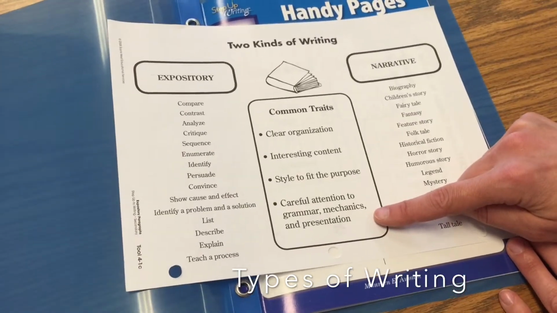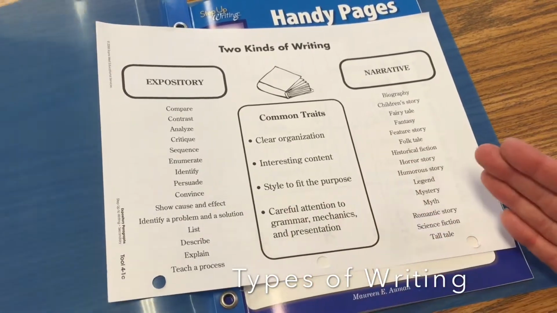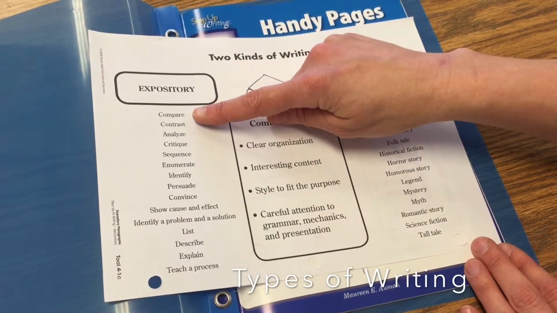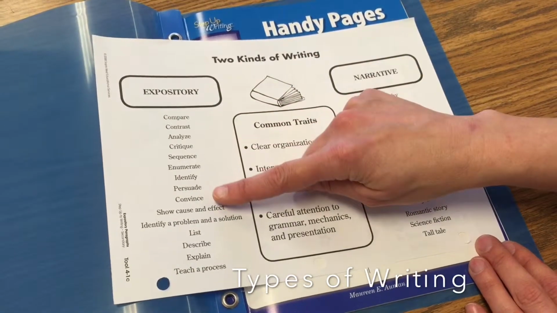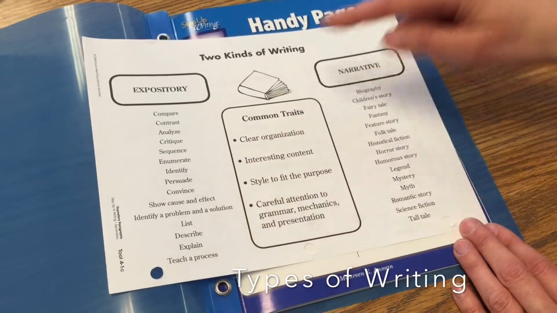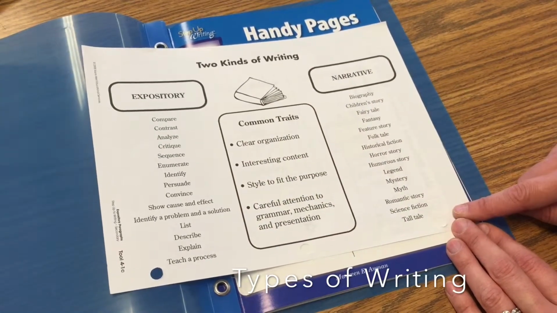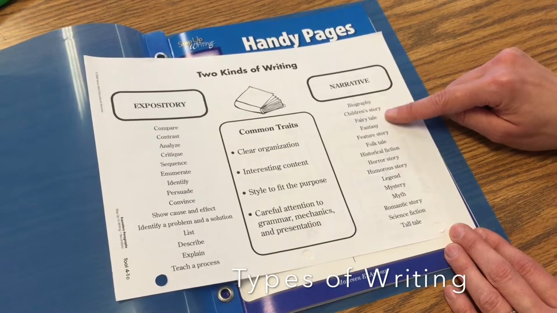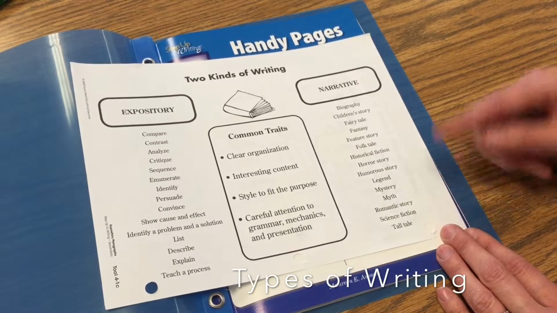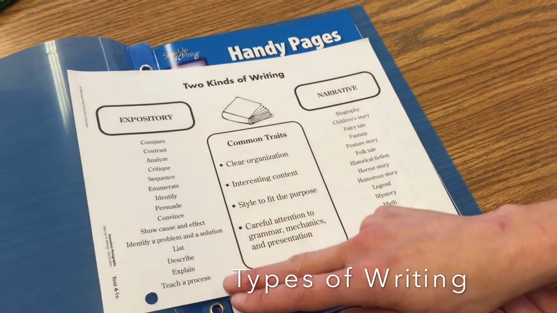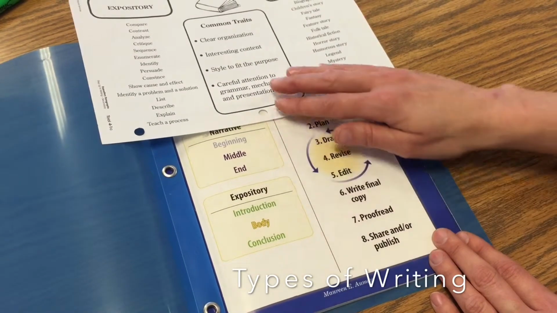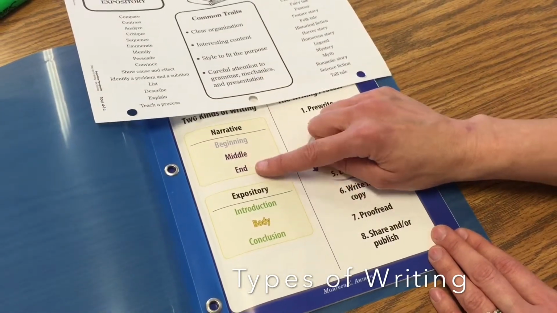and presentation. But when you look at how they're different, you'll notice that expository writing might compare or contrast. It might persuade or convince. It might list, describe, or explain, or teach a process. Whereas narrative writing shows examples of biography, fairy tale, humorous story, a legend, a mystery, a tall tale. So again, expository writing will have an introduction, body, and conclusion, and narrative writing will have a beginning, middle, and end.